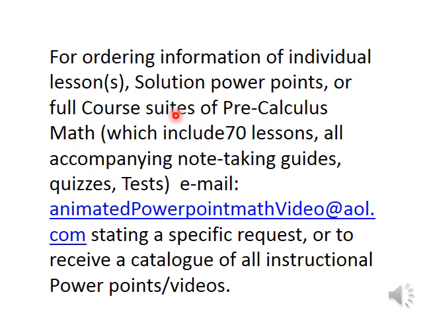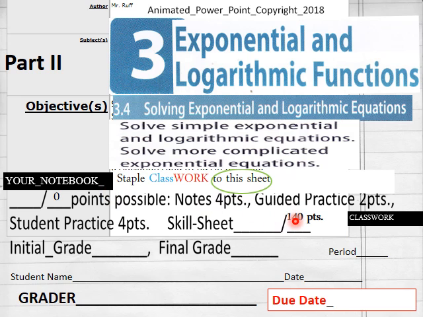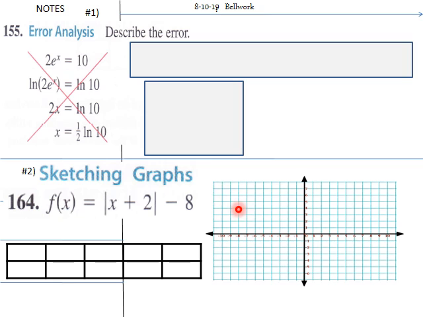Okay, everybody, we're getting ready to do lesson 3.4, part 2 of your classwork in pre-calculus math today. Let's get into it. 0 points in notebook taking, 140 points of classwork. Incredible. So let's get into it.